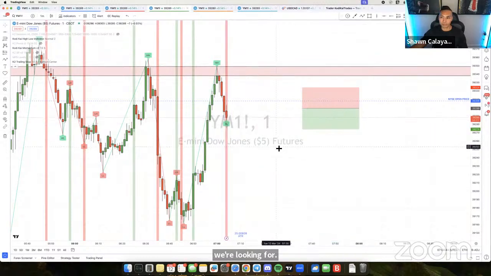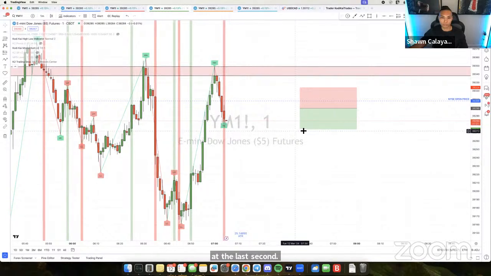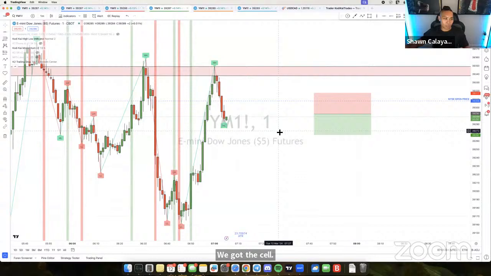So we got about 10 seconds left on this candle here. Again, we're going to wait for it to close because you can see here that it just keeps disappearing at the last second. So we got the candle closing. We got the sell signal. Oh, it almost closed at the very last second and then it just disappeared. All right, so we'll see what happens here next.